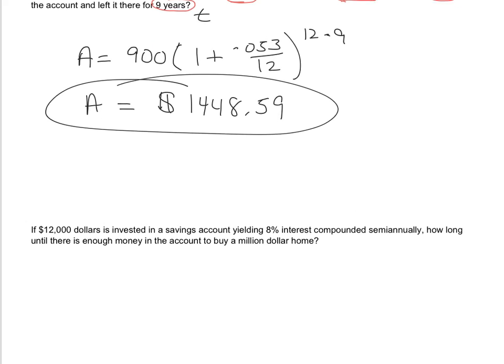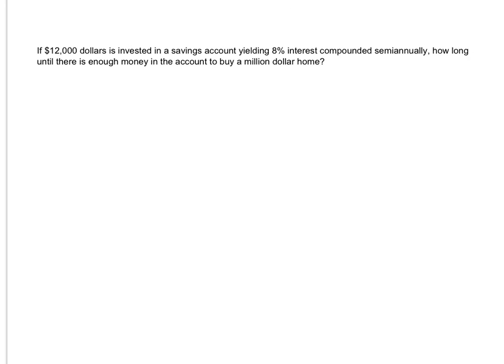Let's look at one other question. So this is an interesting one. This says if we have $1,200 invested, so that's our principal, in a savings account yielding 8%, which would be a really high rate to get, compounded semi-annually, which means n is 2. How long until there's enough money in the account to buy a $1 million home? So essentially we want $1 million. So this is a different kind of problem. We don't know t in this case, but we do know A.